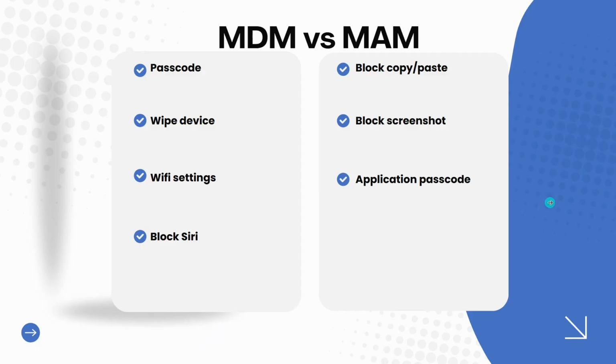So, what is MDM and what is MAM here? MDM stands for Mobile Device Management. MAM, on the other hand, stands for Mobile Application Management. So, you can think of MDM as managing the whole device completely. Examples are putting in a passcode on the device, wiping the device remotely, configuring the Wi-Fi settings, and blocking Siri from an iOS device completely.